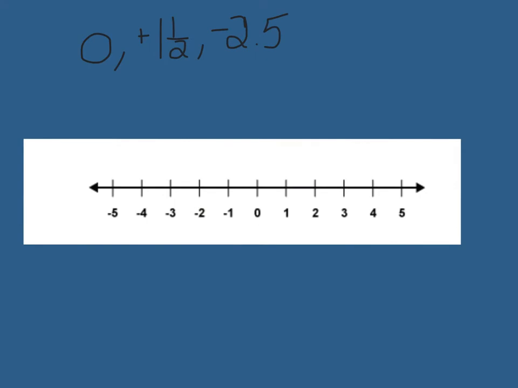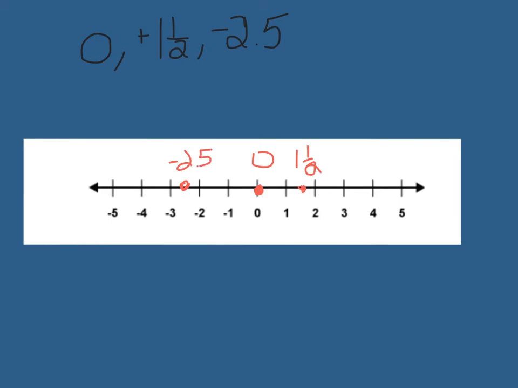So we can also use a number line in order to put these numbers in order from least to greatest or greatest to least. So we're going to use 0, +1.5, and -2 and 5/10 as our example. So our first step would be to plot them. So we have 0 is right here, 0. Then we have +1.5. It's going to be right in the middle of 1 and 2. And then I write 1.5. Then I have negative 2.5, which is 2.5. So that would be right here. And then I write it negative 2.5.